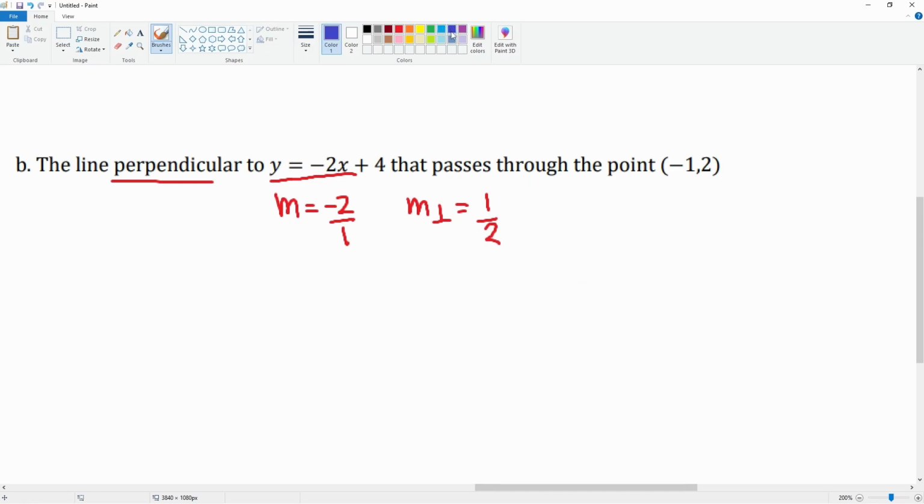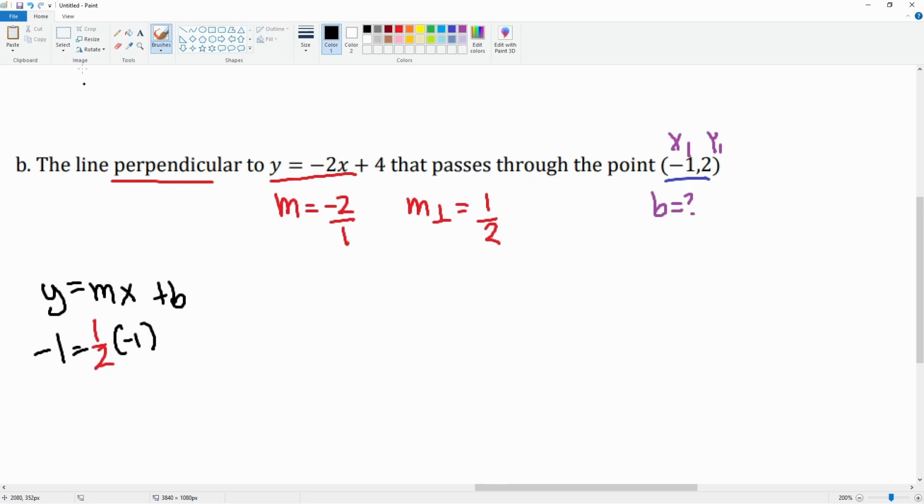And it goes through this point. Okay. We need to find the b value though. We know this is x and we know this is y. So we can actually plug it into the equation. y is equal to mx plus b. We know that the m is 1/2. We know that the x here is negative 1. Right here, look, x is equal to negative 1. Sorry, the x is negative 1. So this is negative 1 here for the x. You see? It's good that we went back and looked.